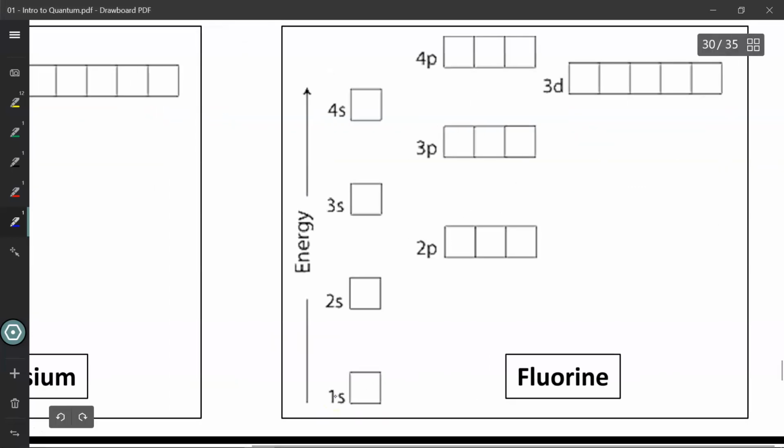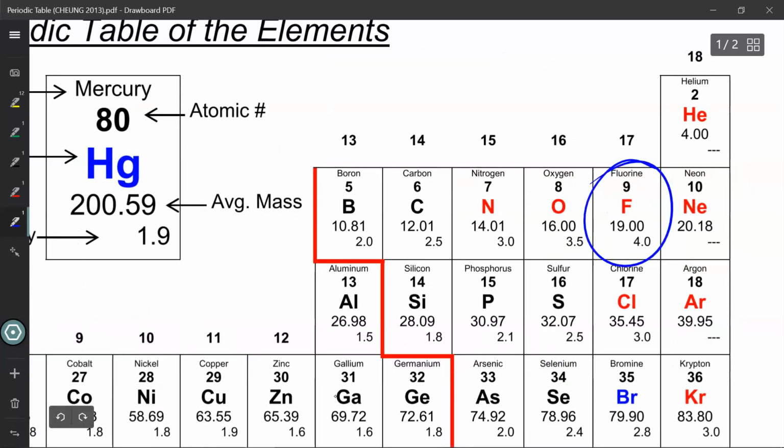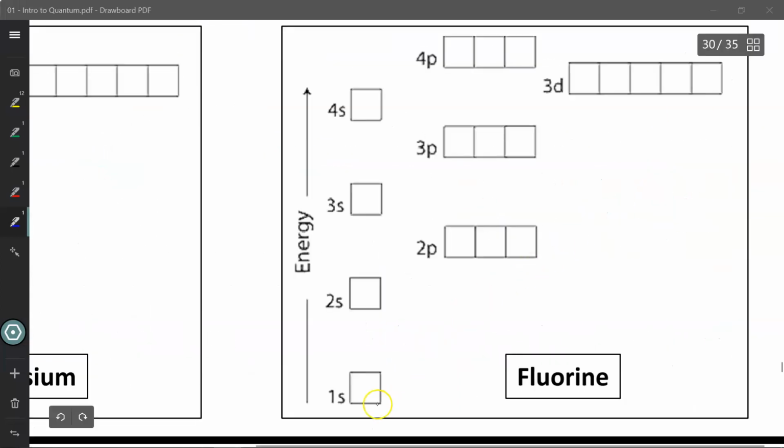Alright, so let's move ahead to fluorine. Fluorine has 9 electrons we need to draw in, so let's do that. Again, the Aufbau principle says let's work our way to the top. So there's my electron at the very bottom, followed by the Pauli exclusion principle, which says I must double up with opposite spins. Then I'm going to move ahead again.